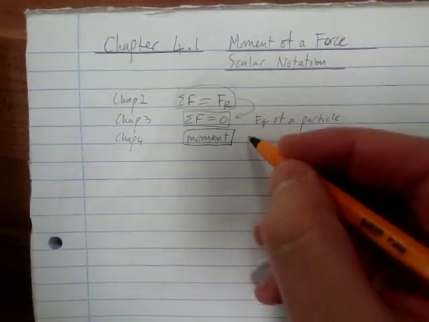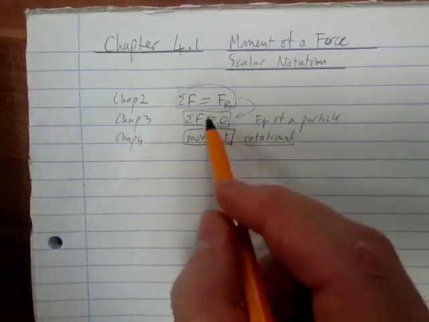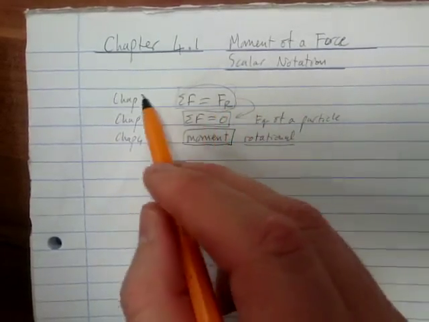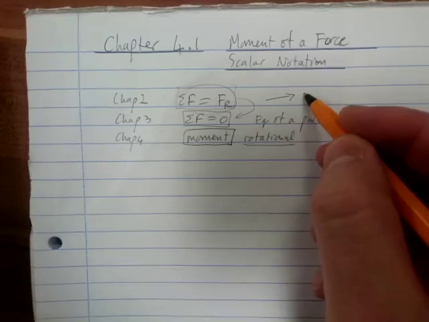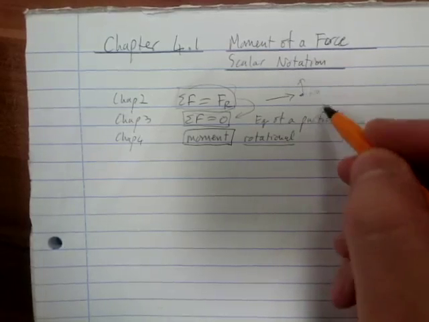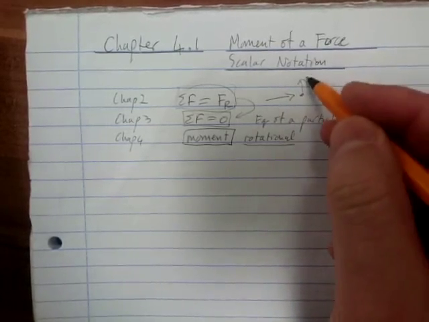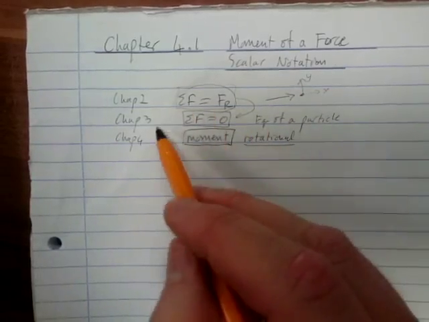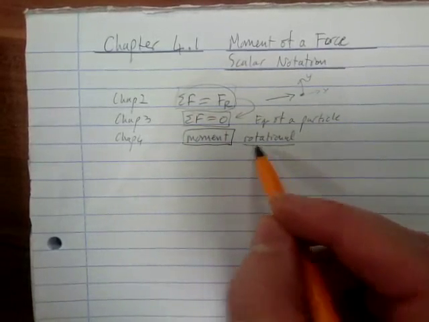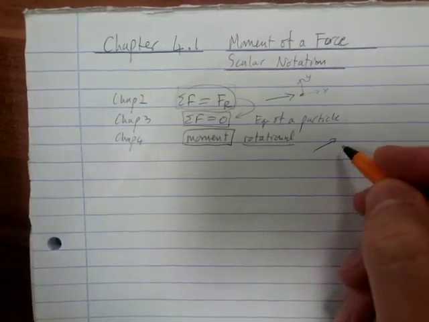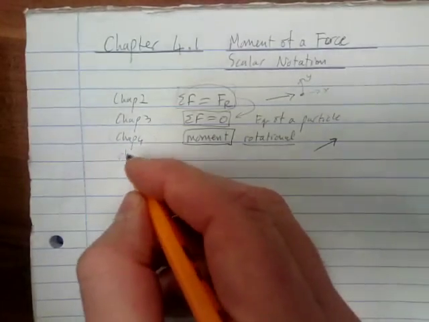But a moment is really the rotational effect of a force. Whereas in chapter 2 and 3 we were looking at the translational effects of forces, meaning we apply a force and we're just looking at what happens to this particle in certain linear or translational directions. Okay, so x and y. I don't have to recap these two chapters, but now we are looking at the rotational effects that a force will have on a body. Okay, and the point is that chapter 4 prepares us for chapter 5.